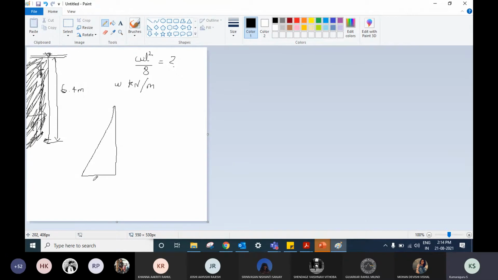Now the unit weight of soil is 20 kilonewton per meter cube. That's at the base. Now, in order to find the total intensity of this particular loading, the area of this triangle is half into base into height, right? Half into base value is 20 into height is 6.4 meters.